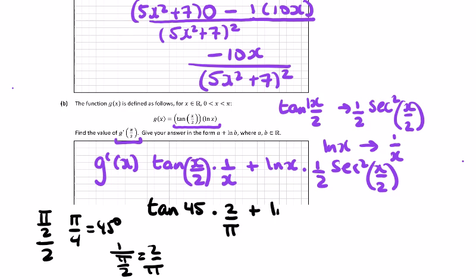Then we're going to add the natural log of pi over 2. What are we asked for? To form a plus the natural log of b. So we have natural log in the answer. So natural log of pi over 2 times a half.